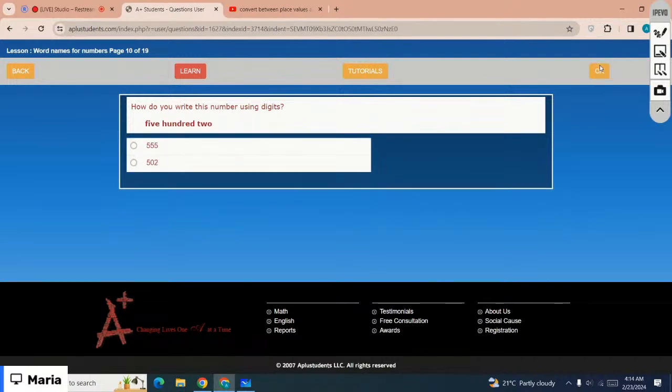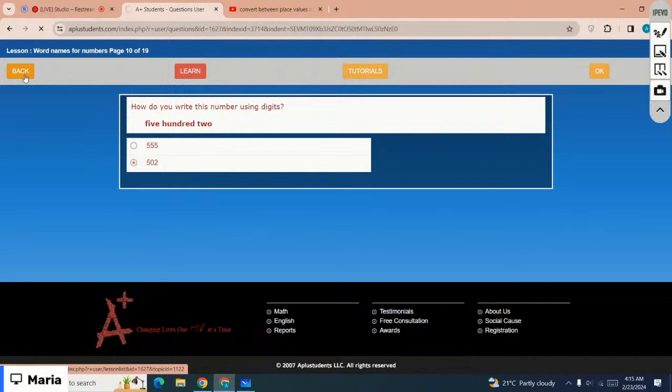How do you write this number using digits? 502. Which is the correct option? Yes, that's the second one. The correct option is option number 2. 502 is the correct option. This way you can write 502. Okay, you can complete the lesson by yourself later today.